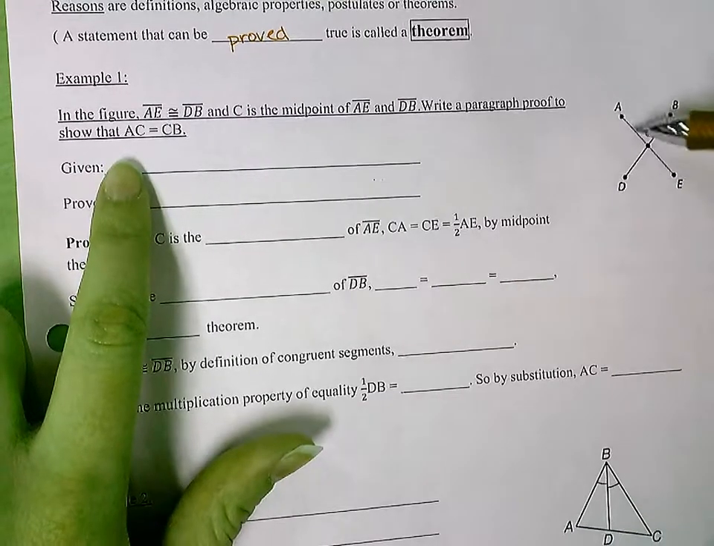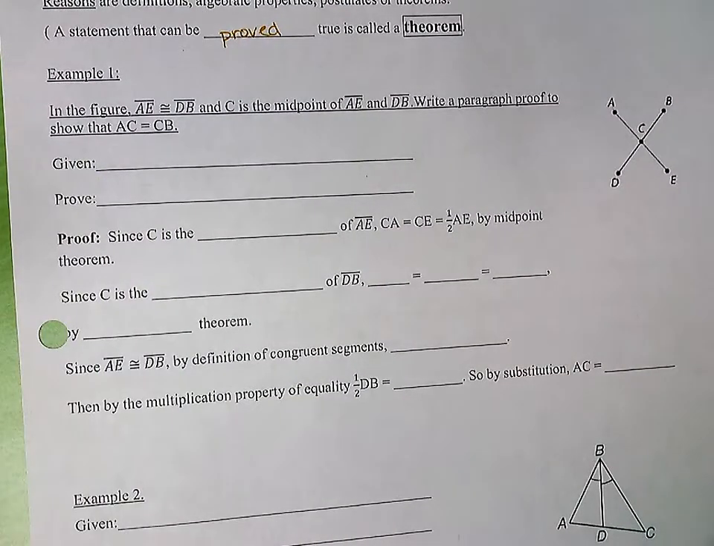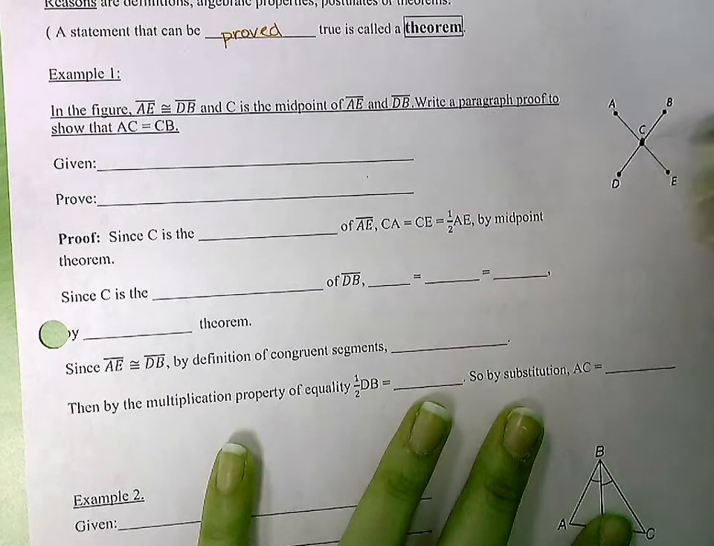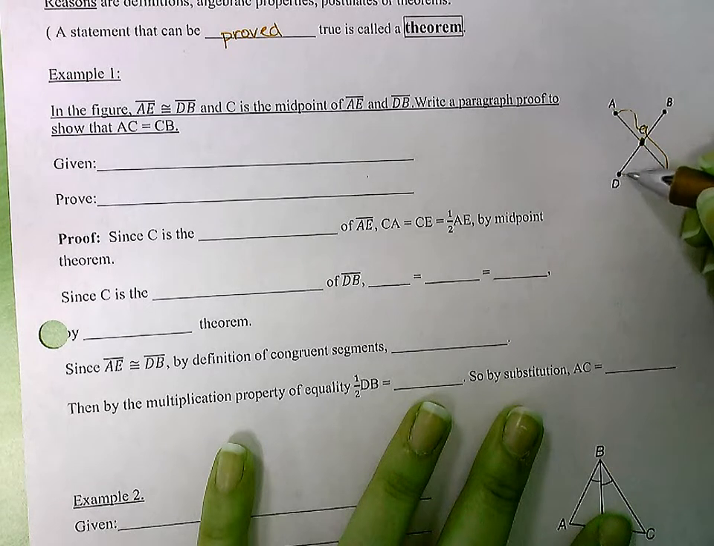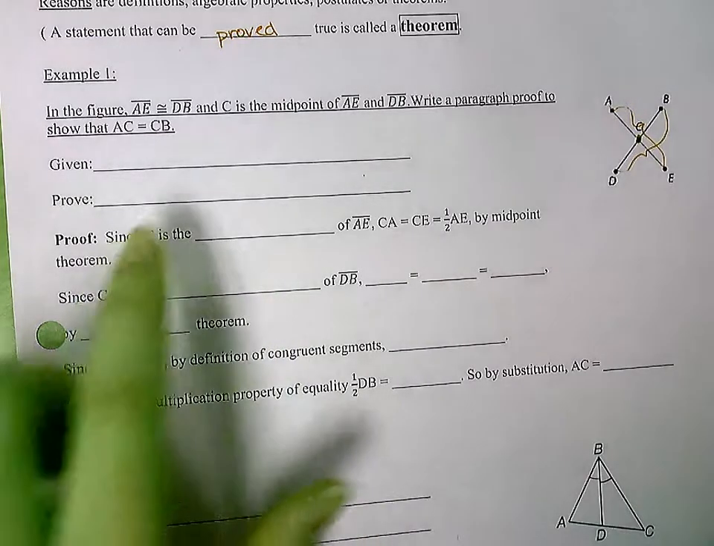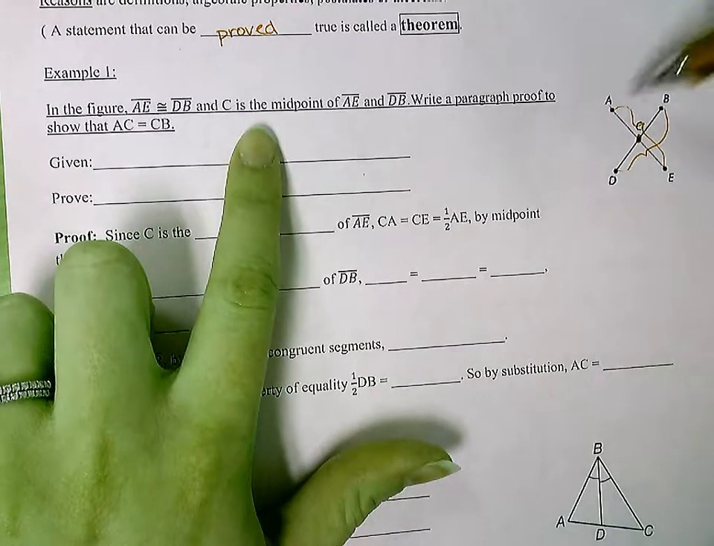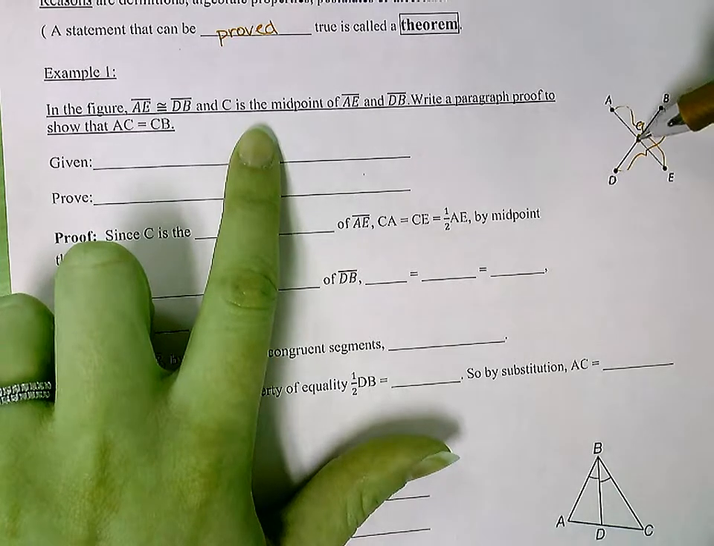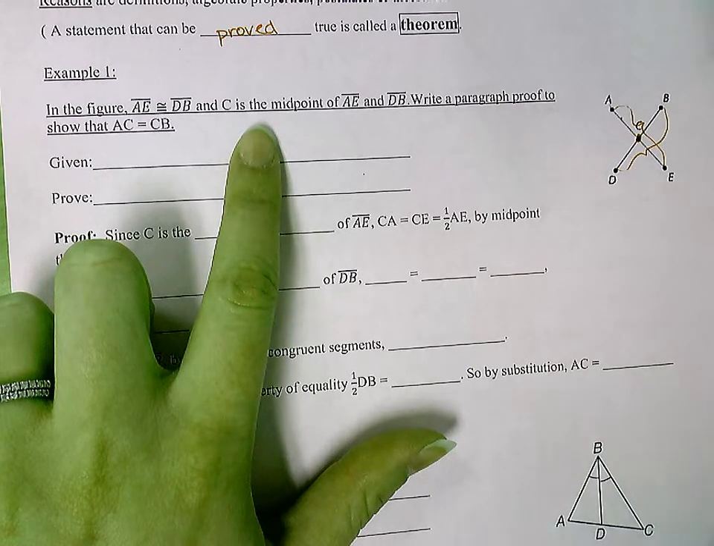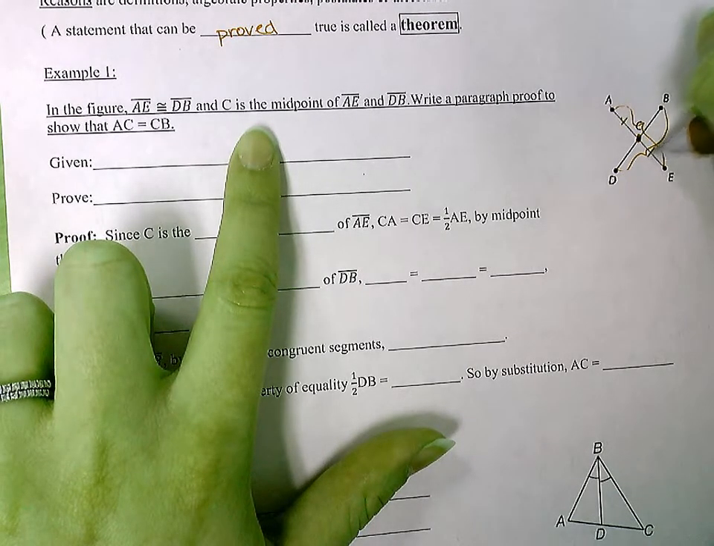Okay, so what I want to do is kind of label this picture the best I can. So I know C is the midpoint right here, and I know this segment AE is congruent to this segment DB. Okay, however you need to label that on your picture, whatever is easiest for you to look at, do it that way. Now I also have C as the midpoint of AE. Well, if C is the midpoint, what do you know about those two sections? They're congruent, so I'm going to label those congruent.